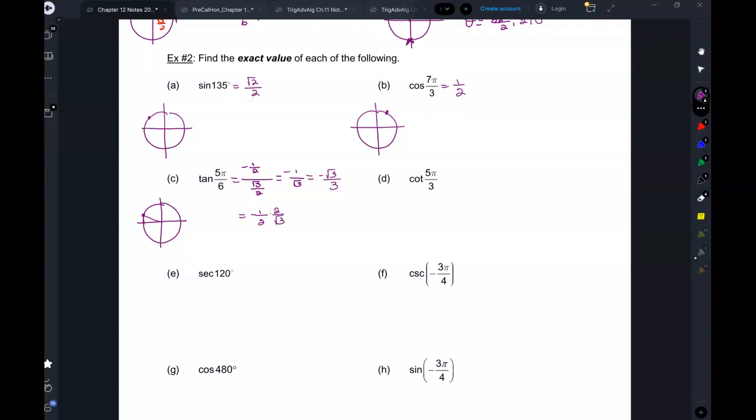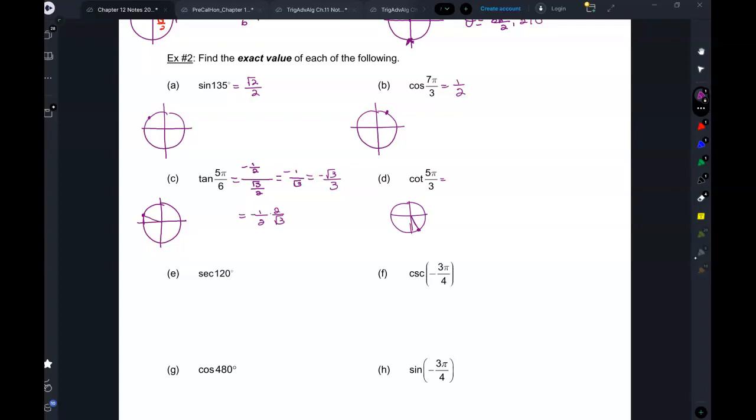So cotangent of 5 pi over 3. So 5 pi over 3 is 1 2/3 pi. It's in the third quadrant. Okay? So, I meant the fourth quadrant. Sorry. I'm trying to rush here. Okay, hang on. I need to go back into my Zen spot.